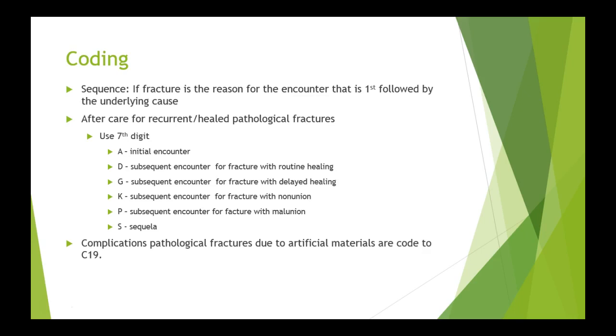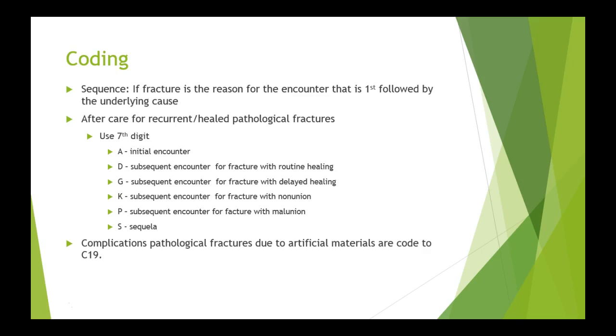So this will be documented in your diagnosis. We have K, subsequent encounter for fracture with non-union. It's not growing back together. And then P, subsequent encounter for a fracture with malunion. It's going back together but incorrectly. And then S is going to be the sequela.